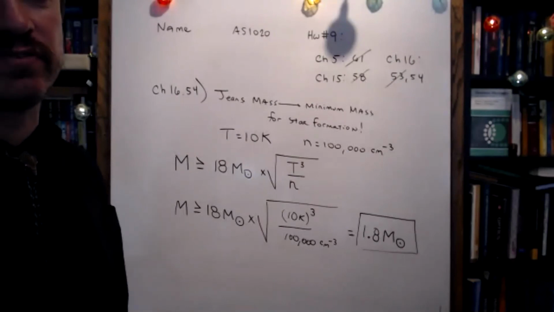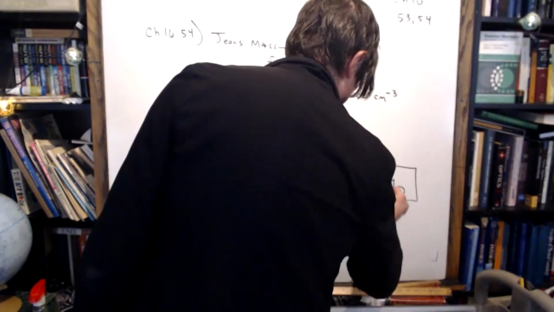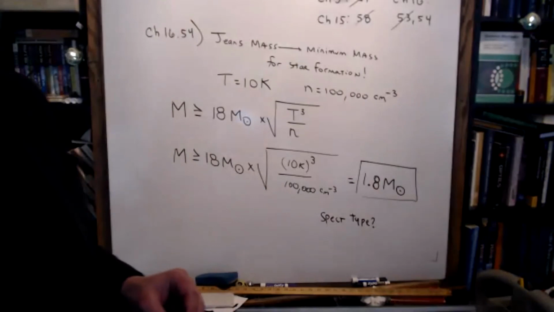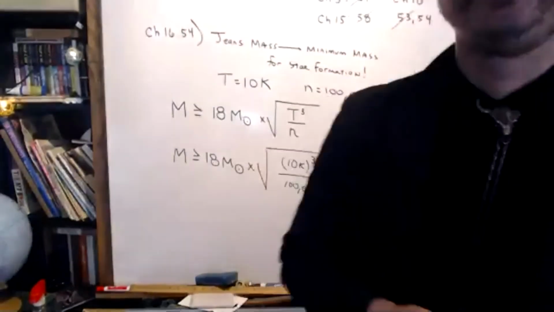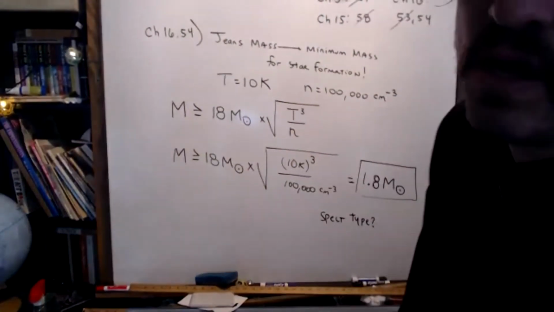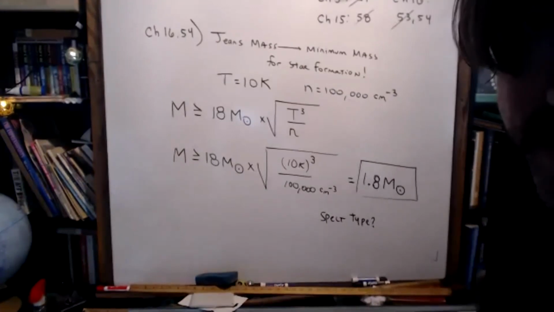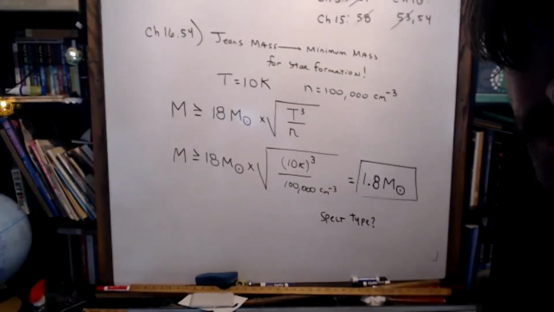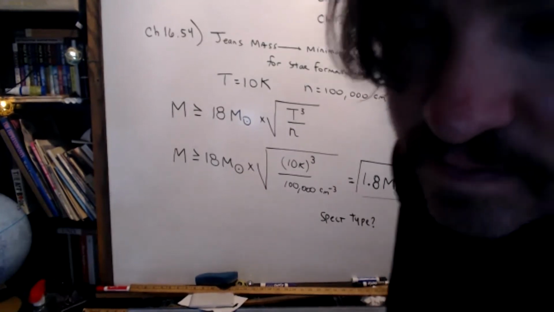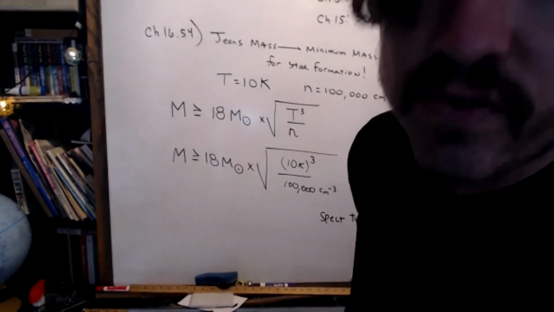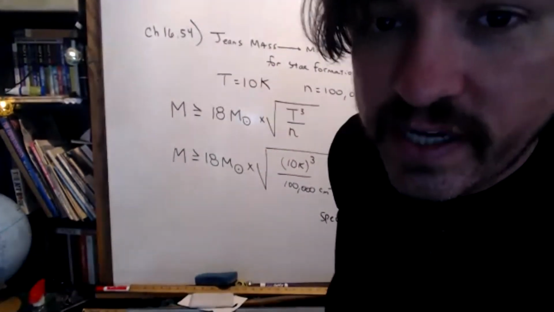Can you guys tell me what spectral type that would be? Why would I expect you to be able to guess the spectral type? What's the spectral type of a sun-like star? G, right? Christopher understands me. The sun is a G-type star.